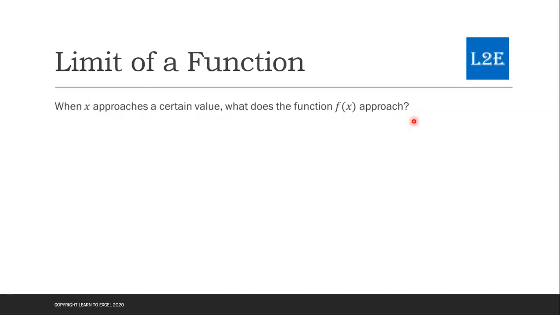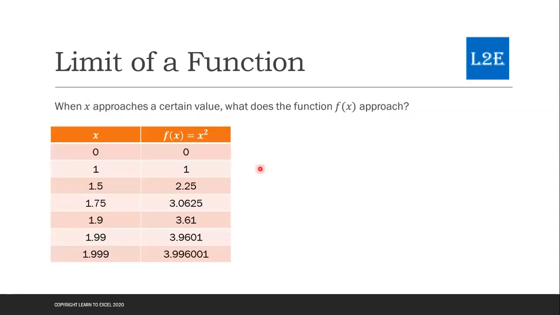So I'll give you a couple of examples. Look at this example over here. You have x on the left-hand side of this table, and the function that's given is x squared. I want to find out what f of x approaches if x approaches 2. So on the left, I have numbers starting from 0, increasing and approaching 2, right? So I got 0, 1, 1.5, 1.75, and so on. And it approaches 2, and I have gone up to 1.999.